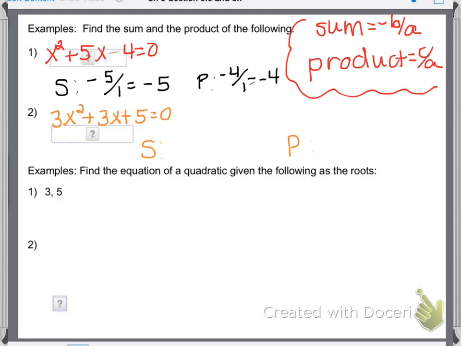The sum is opposite of b over a, so negative 3 over 3, which is negative 1. The product is c over a, which is 5 over 3. Okay, so once you have those two memorized, pretty simple to do. Next problem. Now we're going to go backwards.